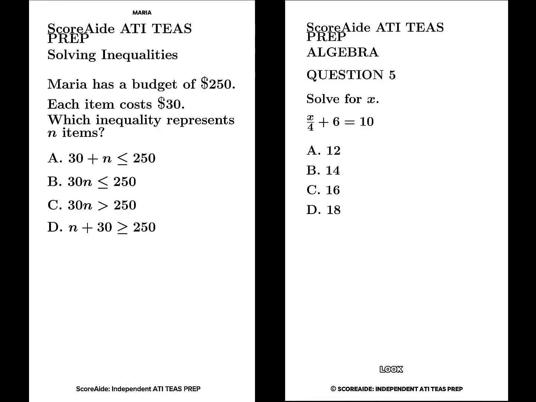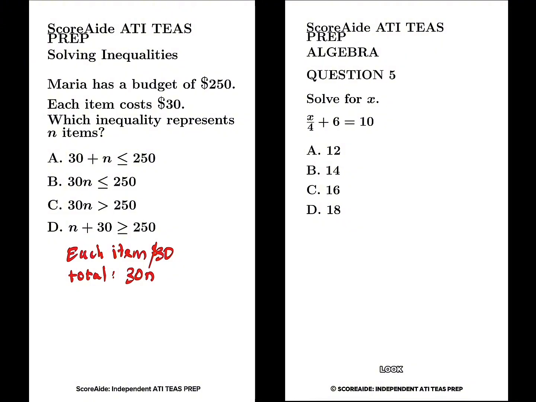Now, Maria has a budget of $250. Each item costs $30. Which inequality represents n items? So remember, each item is $30. So it means that the total is going to be what? It's going to be 30n if we are talking about n items to be purchased, right?